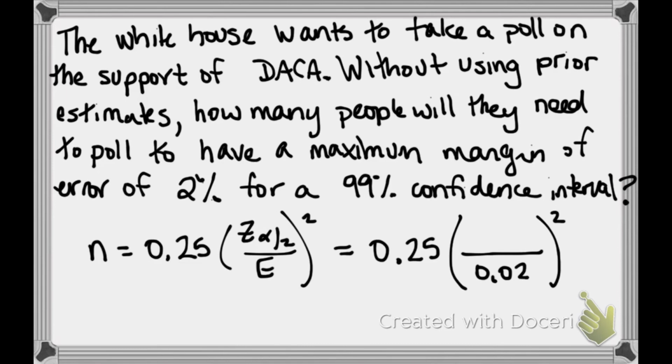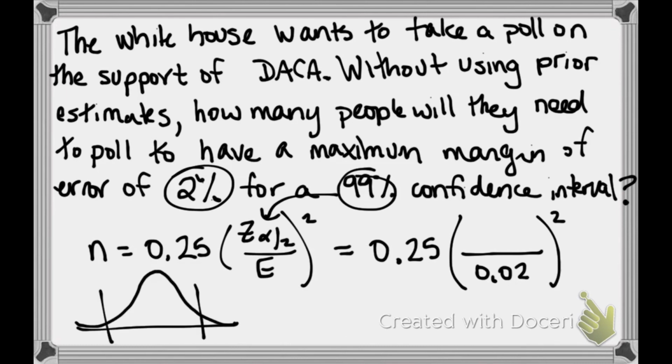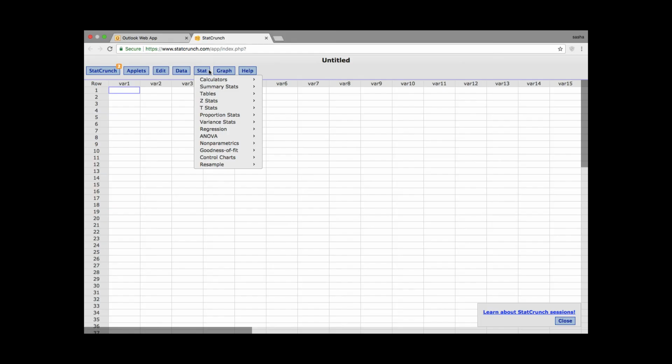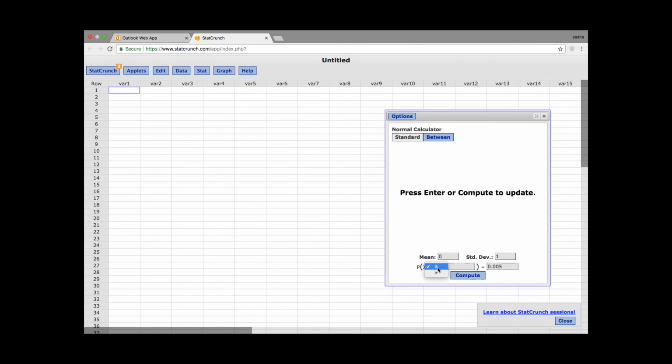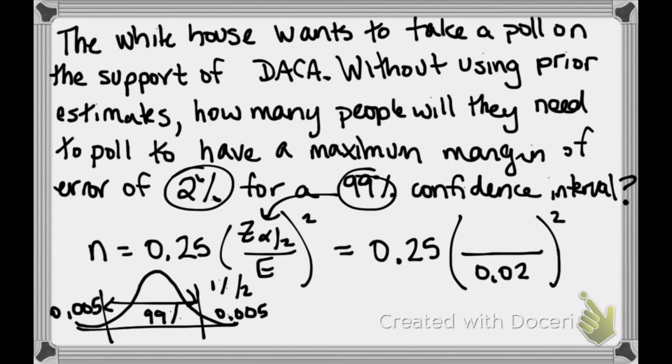You can go ahead and go into StatCrunch to find this. If we draw a picture of it, just to see what we need to look up, we have 99% in the middle, 1% over 2 in each tail, that's 0.005 in each tail. Let me go ahead and look that up. I'm going to go to calculators, normal, to find the z value. I want to put in 0.005, to the right of our z value, and we get 2.576, though I use 2.575 in this example.